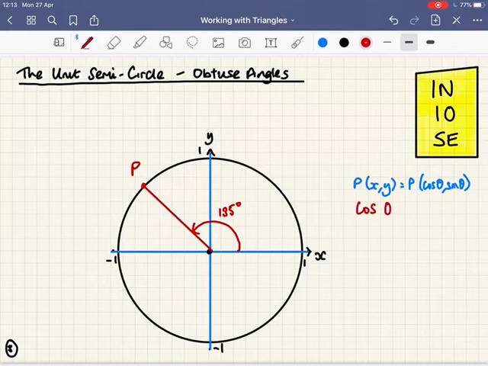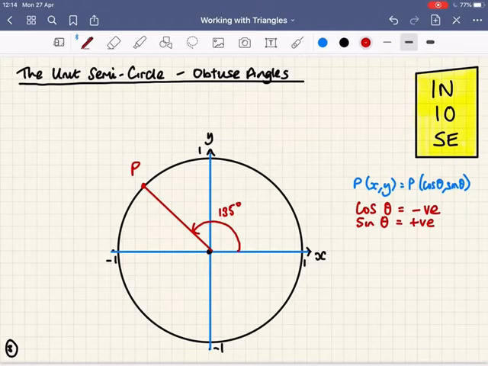of theta, or cosine of 135, well, the x-coordinate is negative now. So whatever angle we've got in there that's bigger than 90 degrees and less than 180 degrees, the cosine of that angle will be negative because our x-coordinate is negative. And sine theta, when the angle is between 90 and 180 degrees, is going to continue to be positive because the y-coordinate is still positive there.